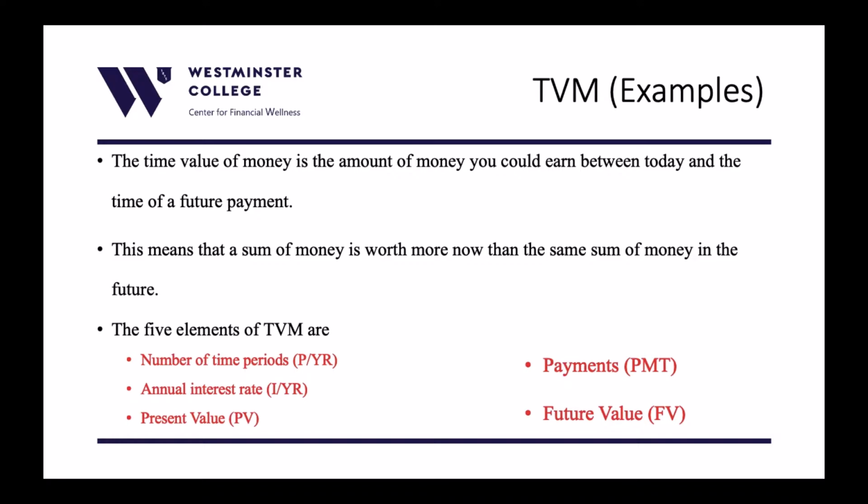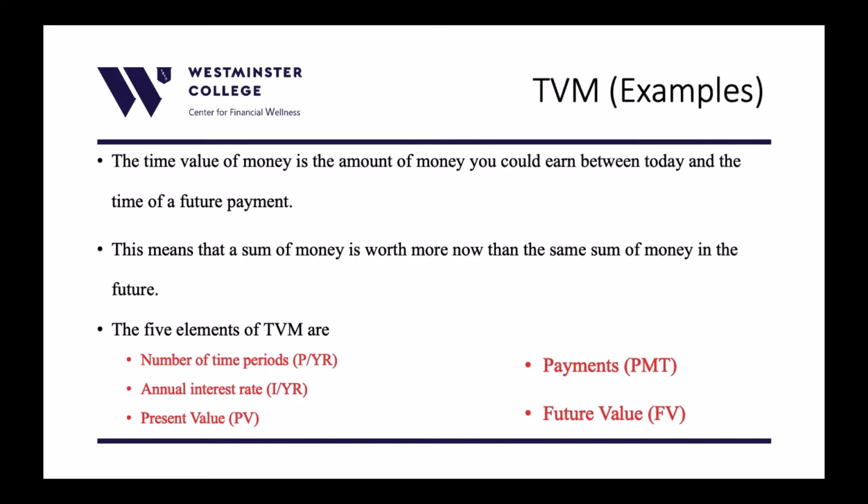The time value of money is the amount of money you could earn between today and the time of a future payment. This means that a sum of money is worth more now than the same sum of money in the future. For example, if you have $1,000 today, you could earn 10% on that $1,000 today and have $1,100 next year.